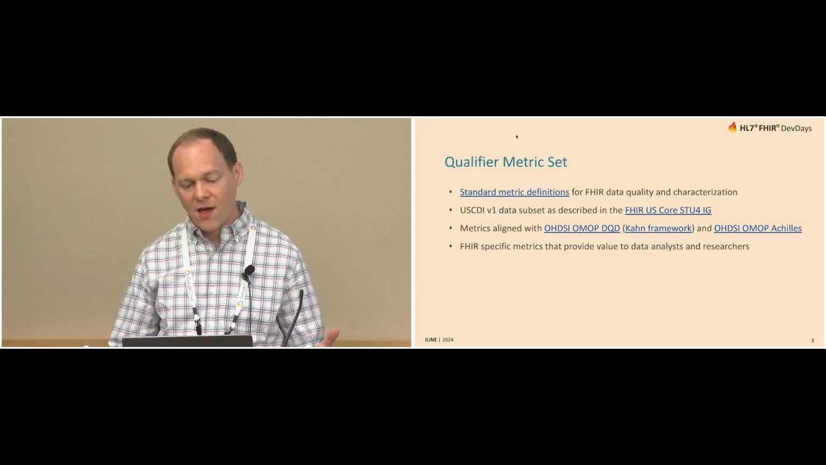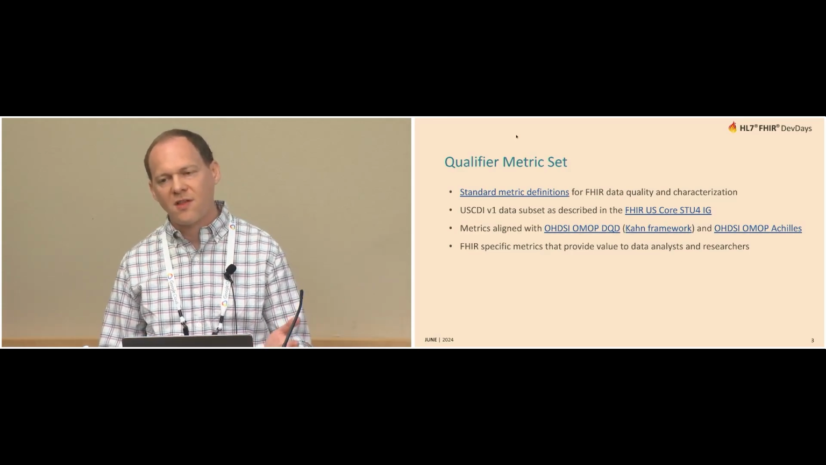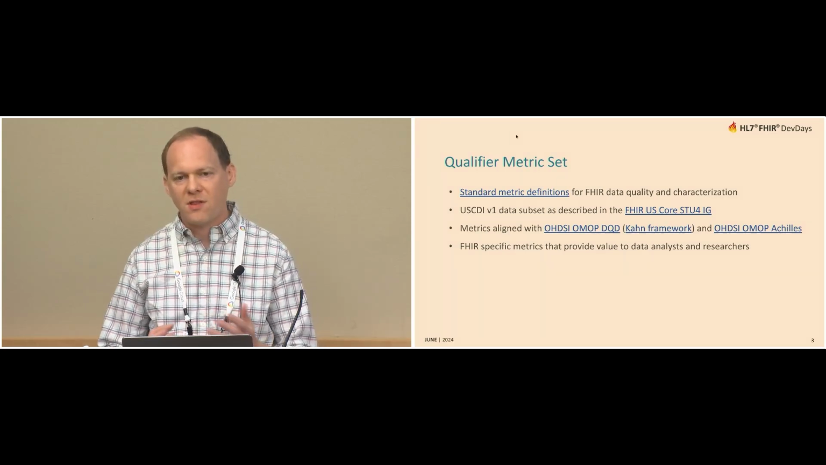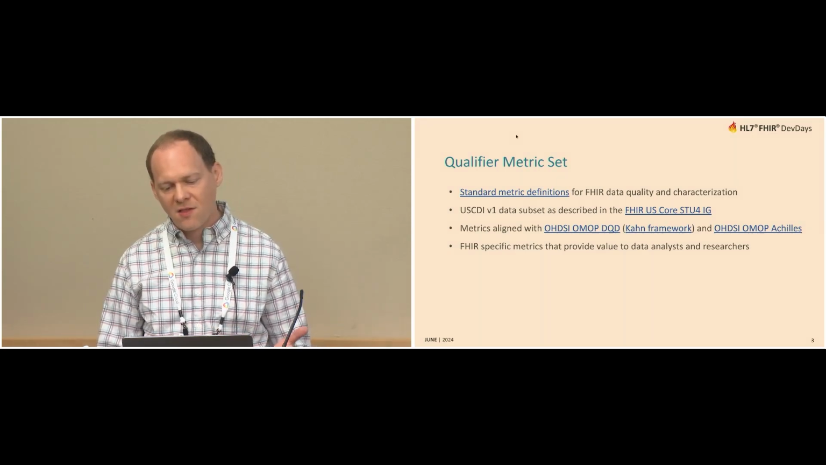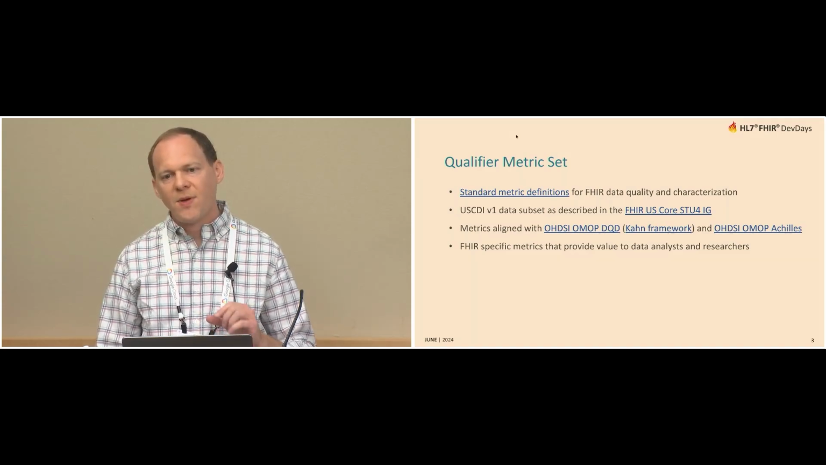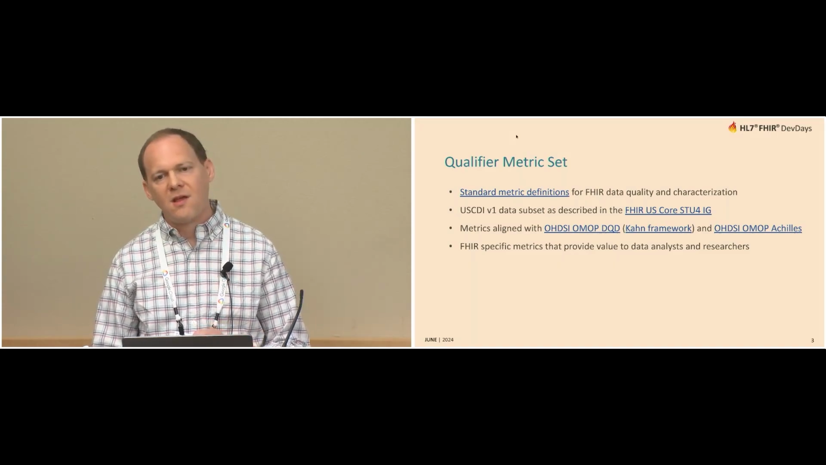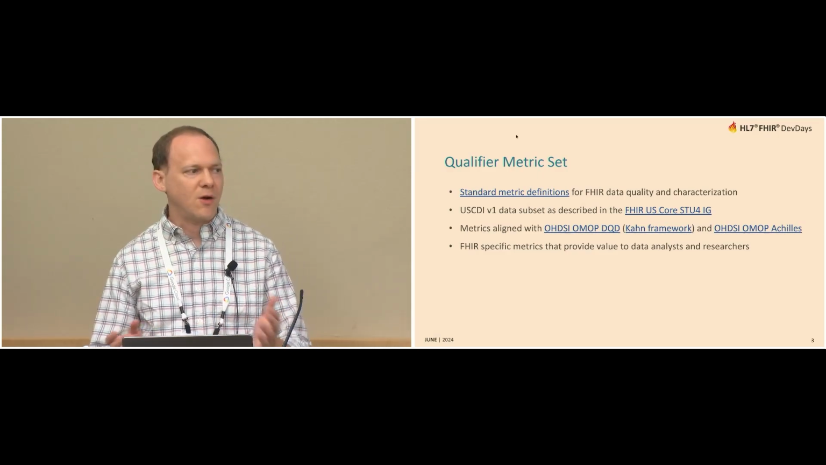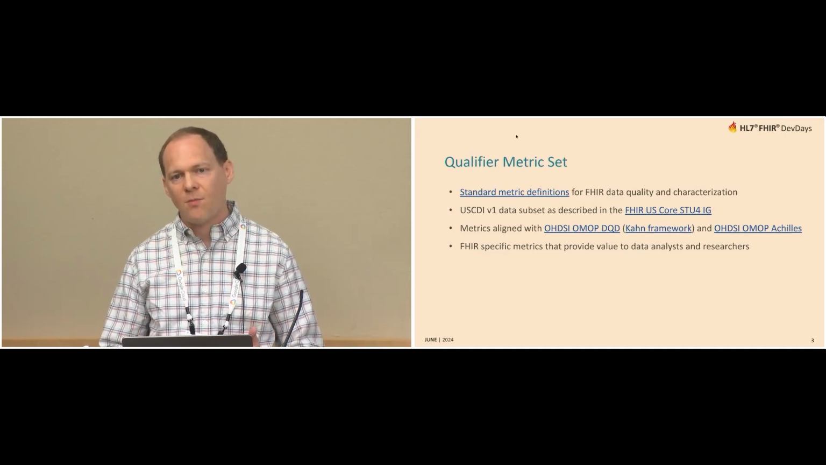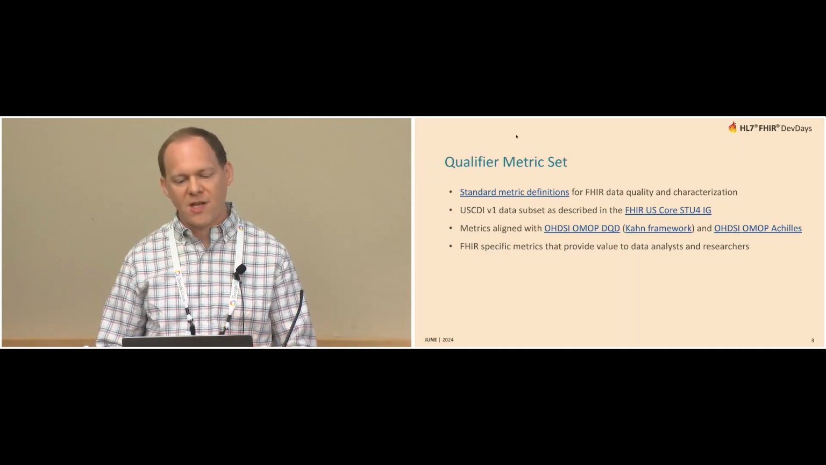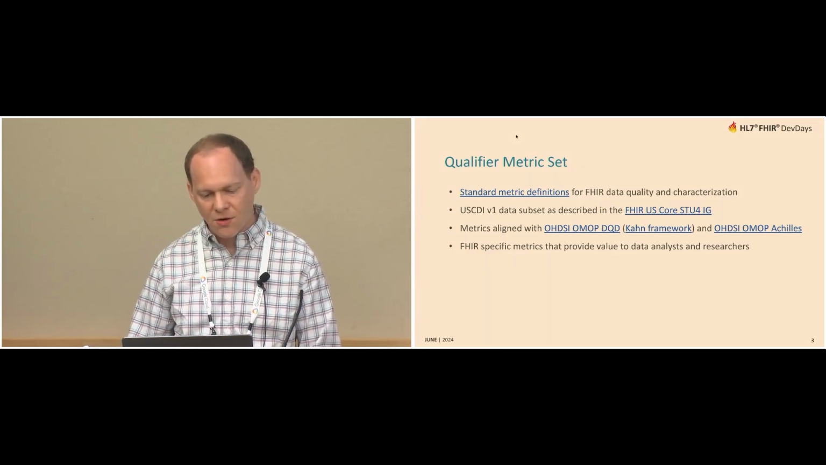And we focused initially on the USCDI version 1 subset, which is the current ONC requirement in the United States, implemented in the FHIR US Core Implementation Guide. But that's really around some of the elements in these metrics and not the metrics themselves. So if you have a different implementation guide and you want to implement Qualifier metrics on top of it, we'd love to get contributions to support other implementation guides and other national standards.